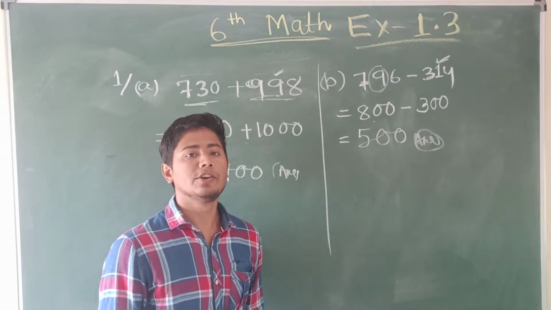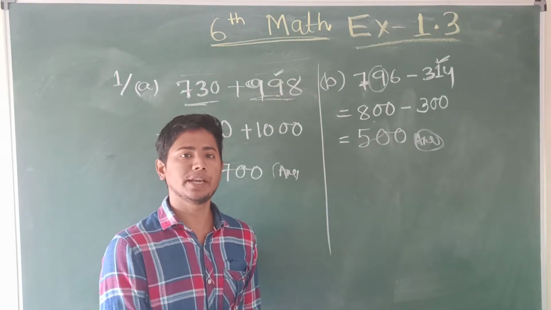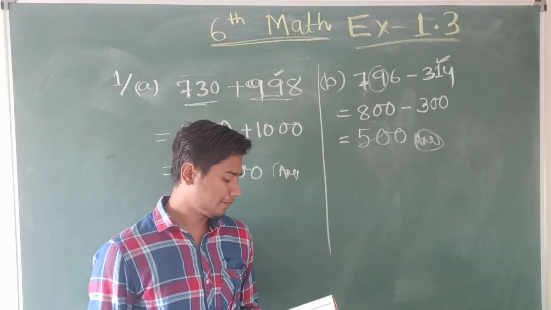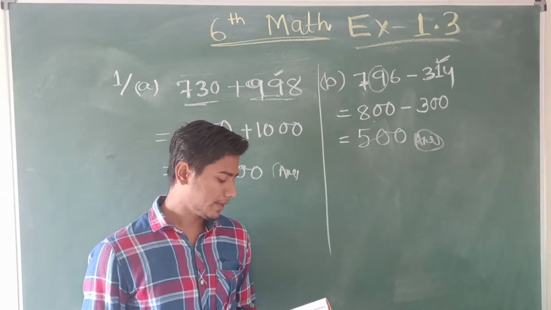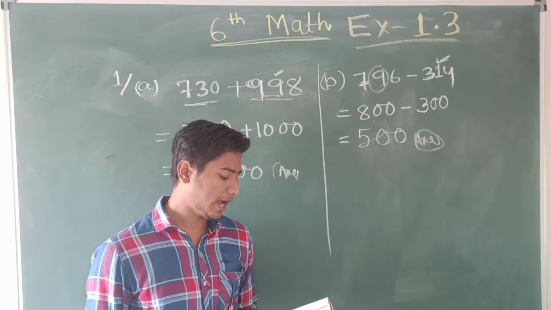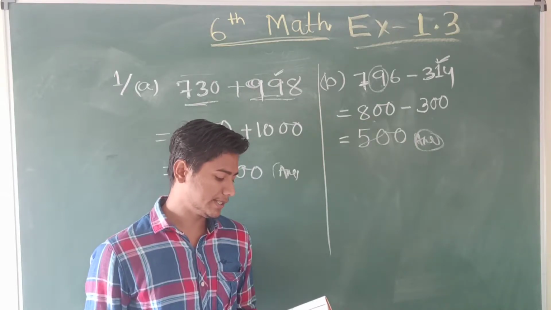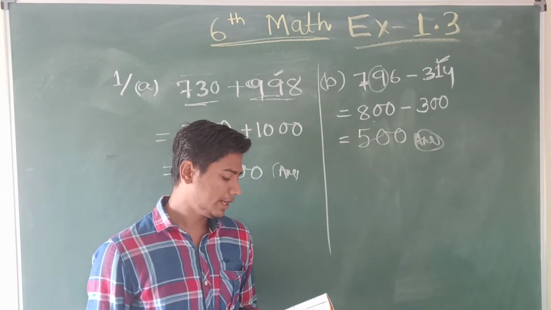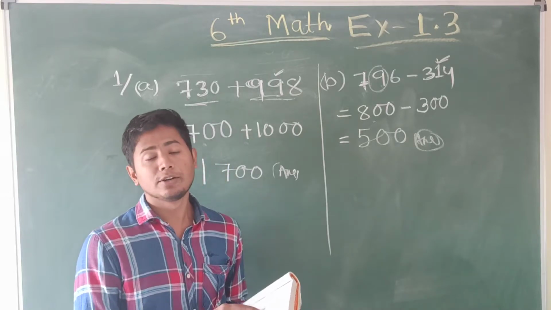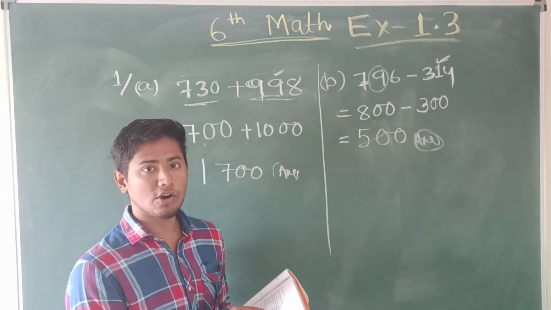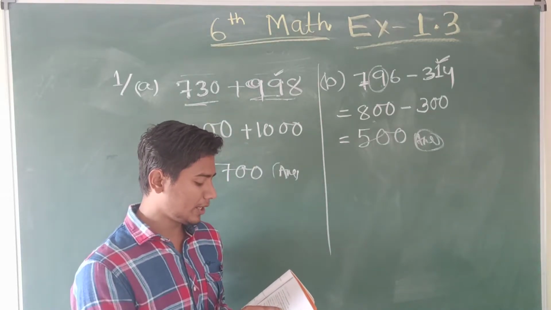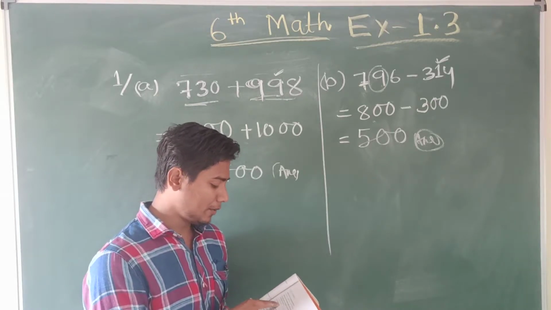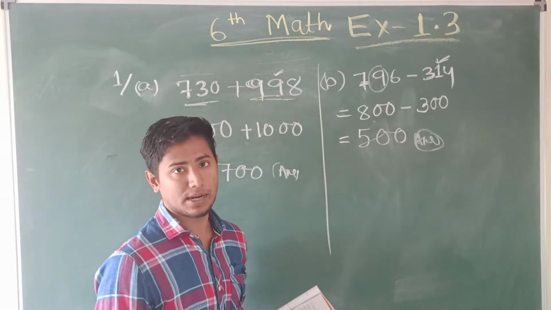If you are not able to solve, then you can ask me, I will solve. Then now move to question number 2. Give a rough estimate by rounding to the nearest hundreds and also a closer estimate by rounding to the nearest tens. So here there are two things. Here the instruction is already given. First you should round to the nearest 100, then you calculate. Then round to the nearest 10, then you calculate.